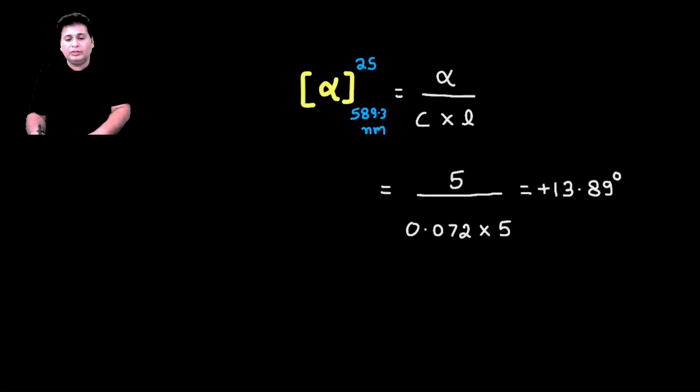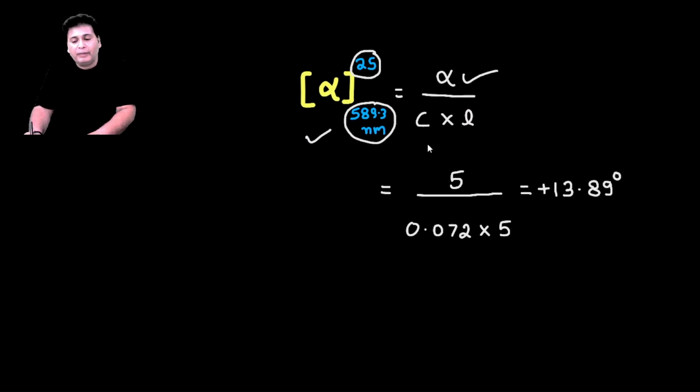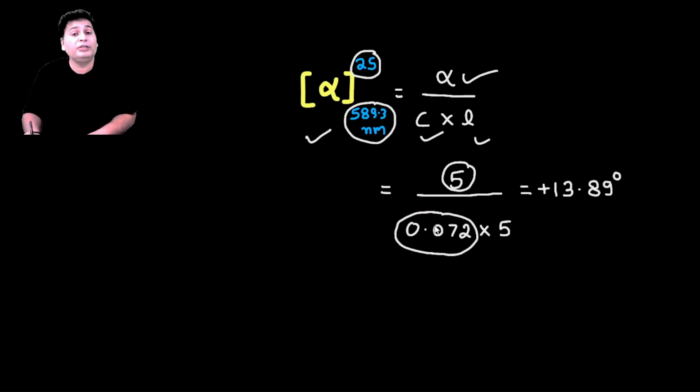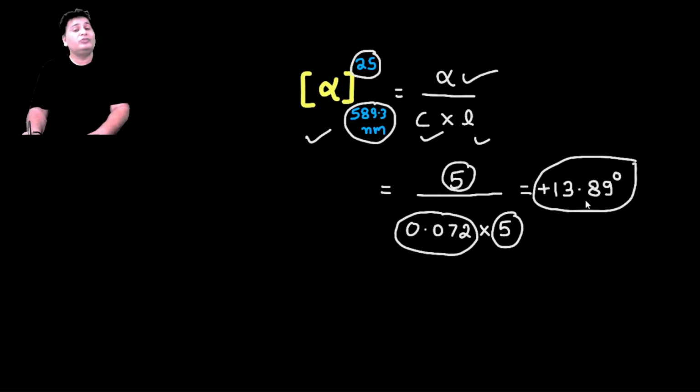Now you are ready with the ingredients of the formula for specific rotation. This is the representation of the specific rotation. You are operating at 25 degrees Celsius and the sodium D line, the wavelength is 589.3. Now the formula is the rotation upon concentration into length. So rotation, as you know, is 5. The concentration we have found is 0.072 grams per ml and the length is 5 decimeter. Once you solve all this, you will get the answer plus 13.89 degree. So this is going to be the specific rotation of the compound under investigation.